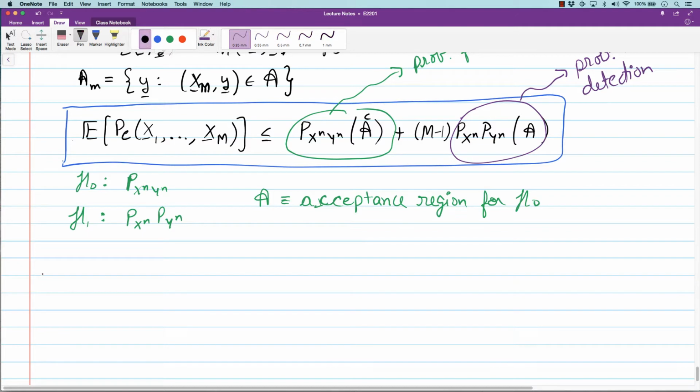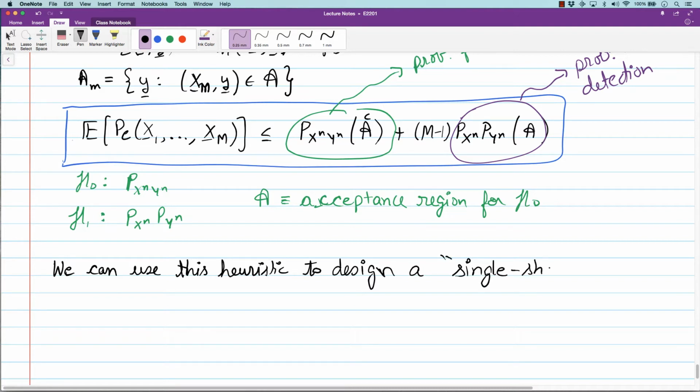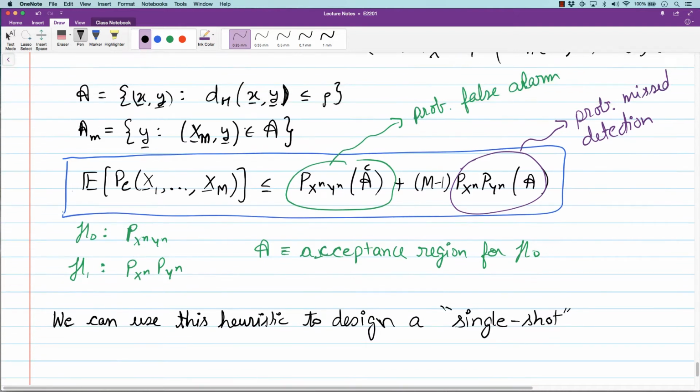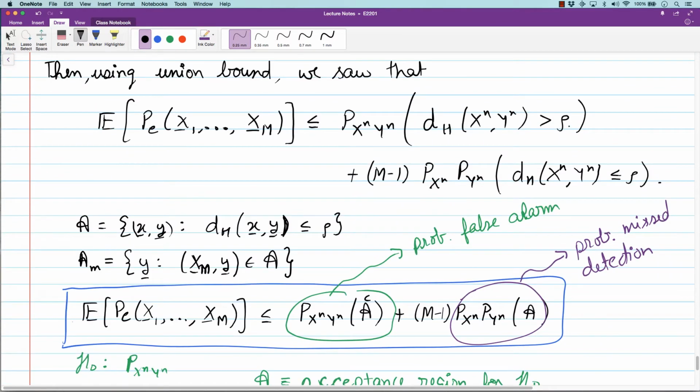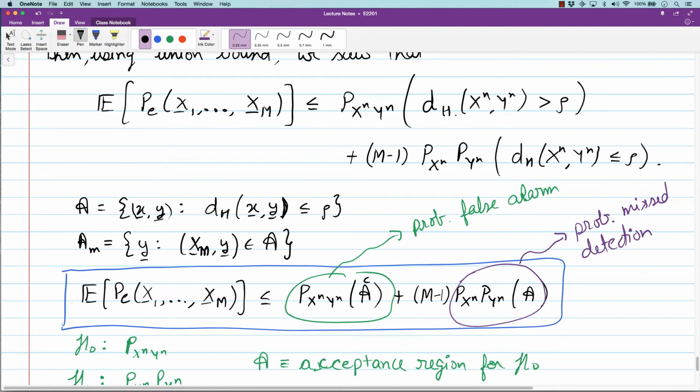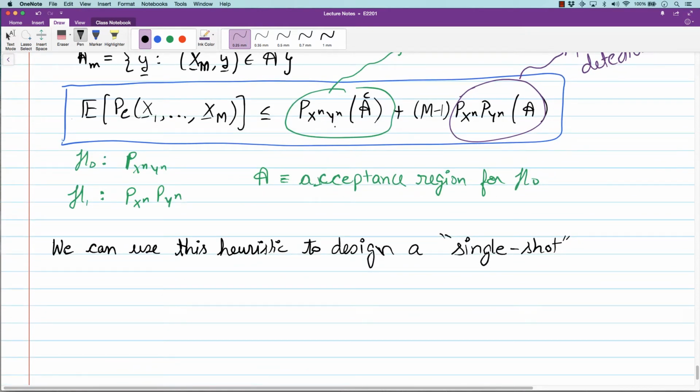So this is what we will do now. We'll give a single shot scheme. We can use this heuristic to design a single shot scheme. So what is a single shot scheme? Here, the way I have put the scheme down, I had to use the fact that n is large, and that's when the distance concentrates around n delta. But with this view, I don't have to think of a large n. I can come up with a single shot scheme which I can instantiate for multiple copies of the channel to get the result that we want.